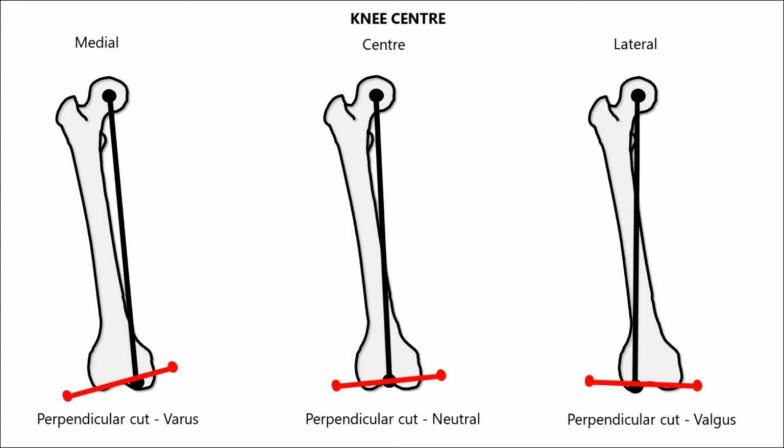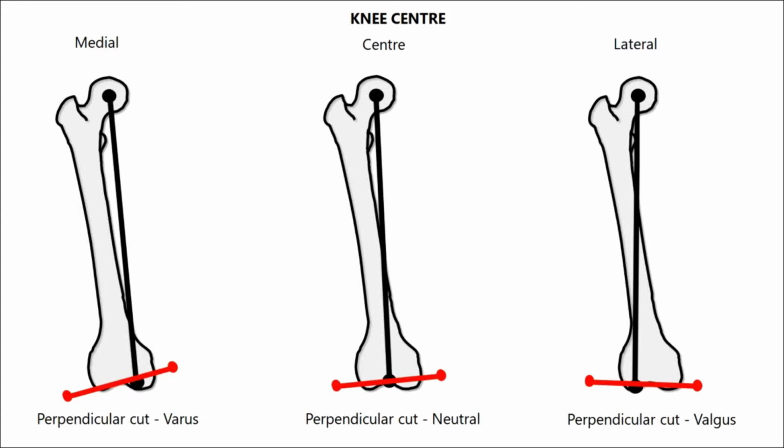If taken medially, it will lead to the axis being drawn from a more medial landmark, and hence a perpendicular cut to it will be in varus. Conversely, if taken more laterally, it will lead to a valgus cut. As the femur is long, an average of 500 millimeters, the error of up to 5 millimeters would not lead to any major distortion in the mechanical axis.